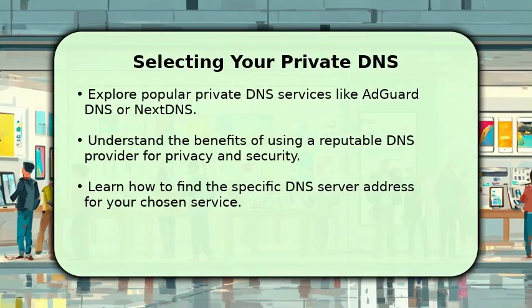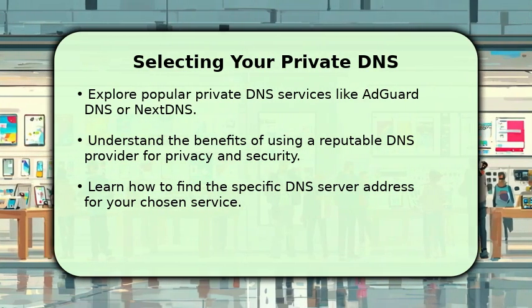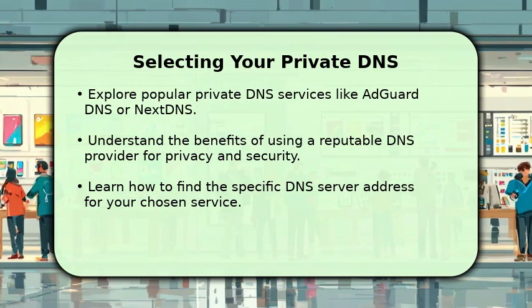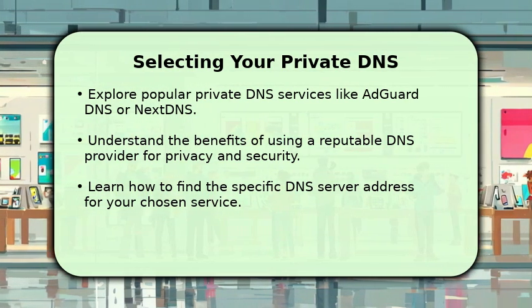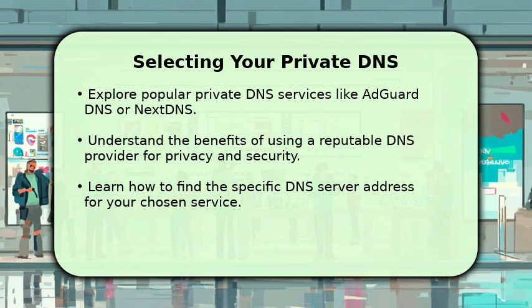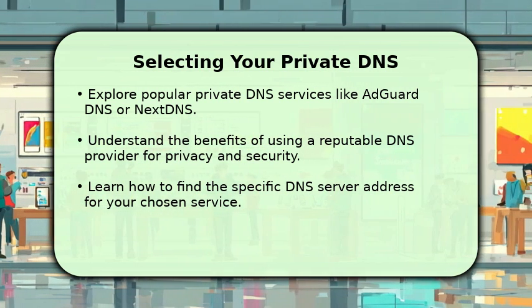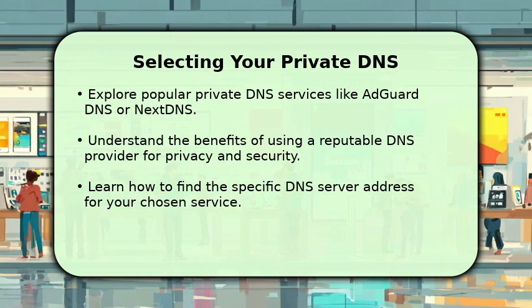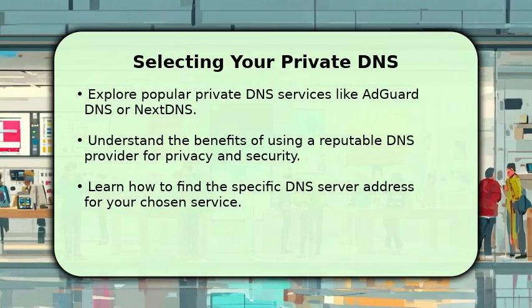Choosing the right private DNS provider is crucial. Services like AdGuard DNS and NextDNS are excellent choices, offering robust ad blocking capabilities and enhanced privacy. These providers filter out ad requests at the network level, meaning ads are blocked before they even reach your device. We will guide you on how to locate the specific server address for these services, typically a simple hostname, to input into your phone's settings.